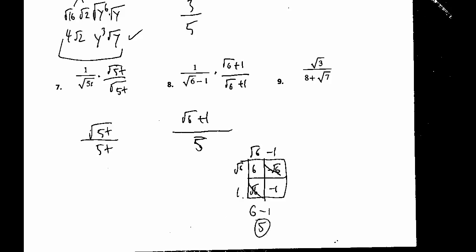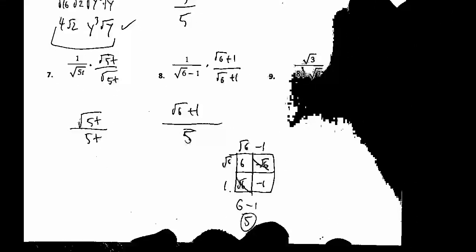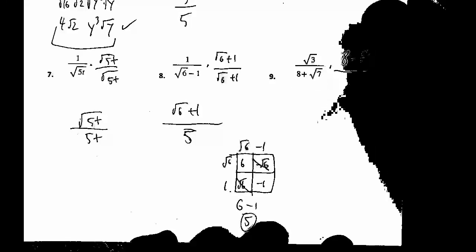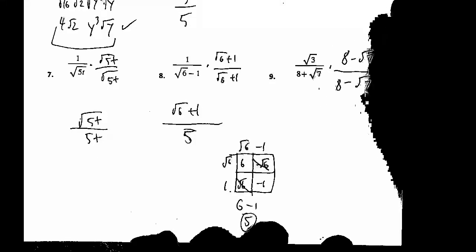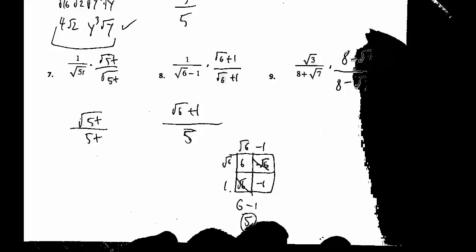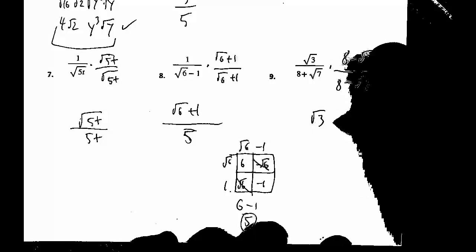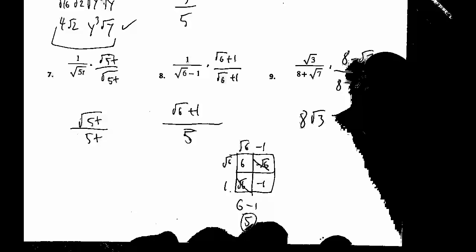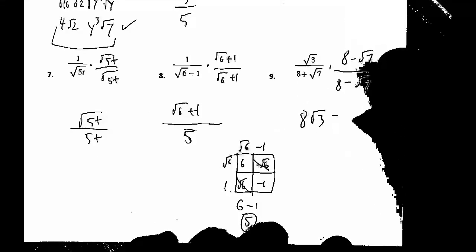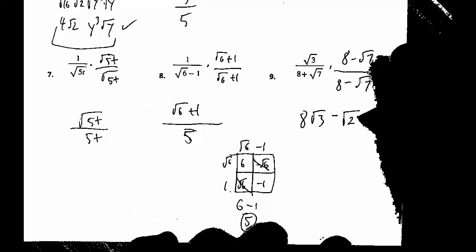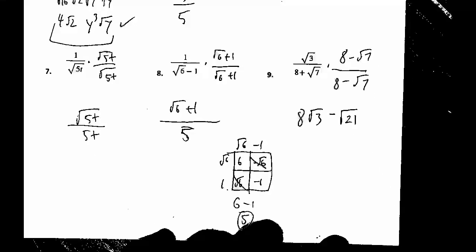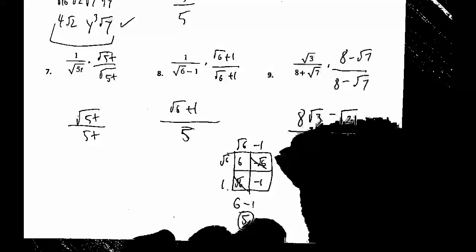Okay. All right, the next one, we would multiply by 8 minus root 7 because that is the conjugate. In the top right now, we just have root 3, 8 root 3 minus 3 times 7 is root 21. And there's nothing inside there, so we're good on that. And then the bottom, we do the same thing as the left, right?